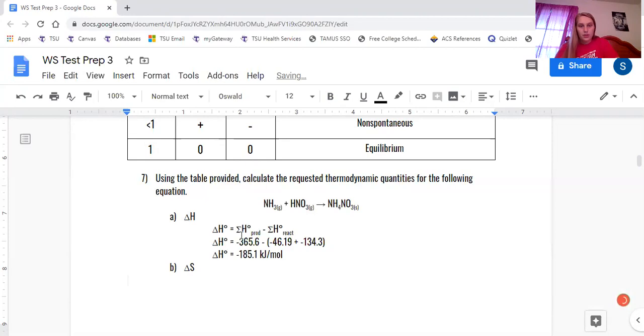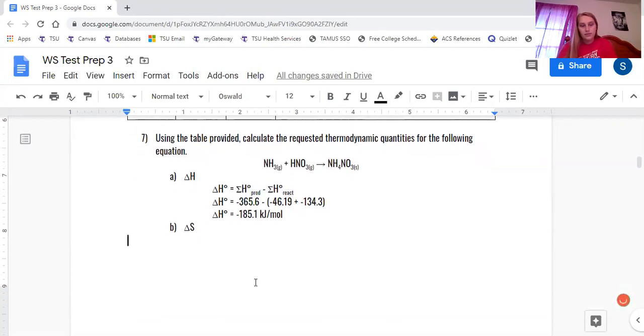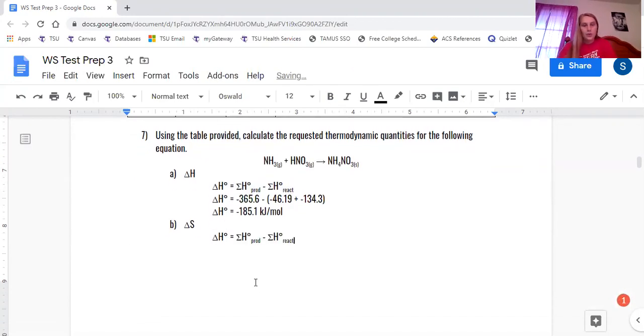So now we're over to doing delta S here. And we're going to do the exact same thing except with S. And you're going to go to your table, find your values once more. So first off, just like before, we're going to go and find our products.